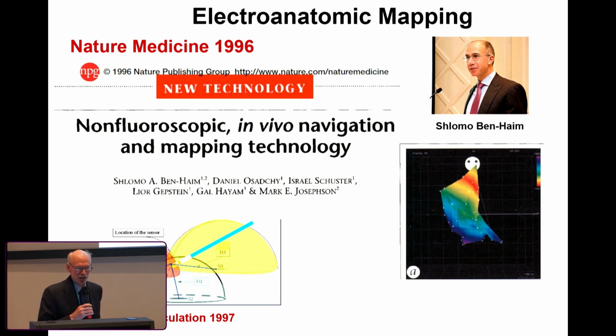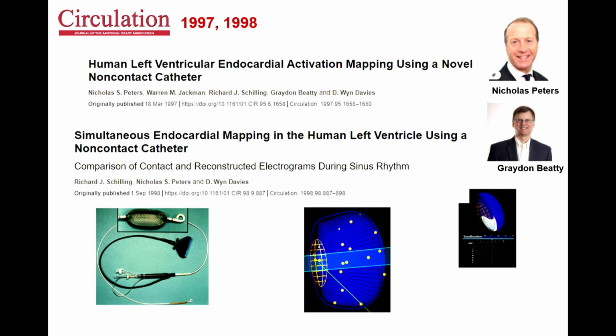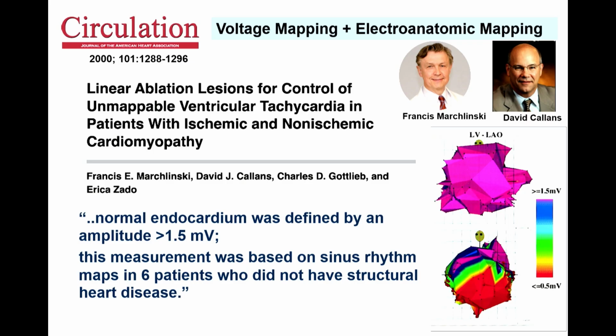Then came a major technological advance that really was a game changer, and that was the development of electroanatomic mapping systems. And Shlomo Ben-Haim developed the first system that achieved commercial success and developed into the CARTO system. Graydon Beatty developed a system that evolved into the Abbott EnSite system. And these enabled one to define and better relate the anatomy to the electrophysiology.